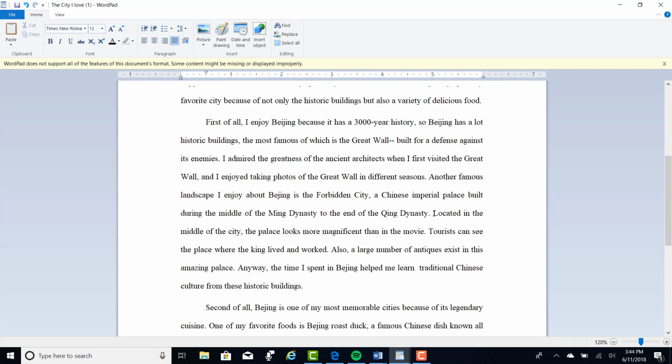Notice what I did here. I'm trying to show you syntactic variety. I put that participial phrase in the beginning of the sentence. It really means the palace, which is located in the middle of the city, looks more magnificent than in the movie. In what movie? Or then in movies, you might say, unless you mean one specific movie.